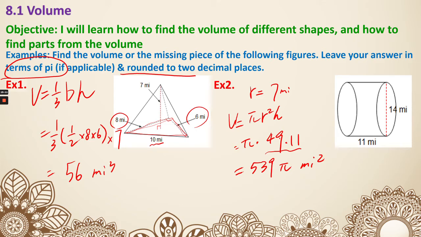And then we are going to actually calculate what exactly is 539 times pi. If you don't know where to find the pi button, it's actually on top of this little button in the calculator. So you're going to press second and then press that button. That's how we find pi. And it's going to be 1693.32 mile cubed.